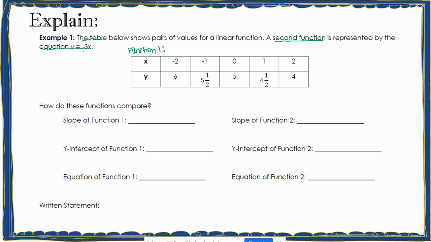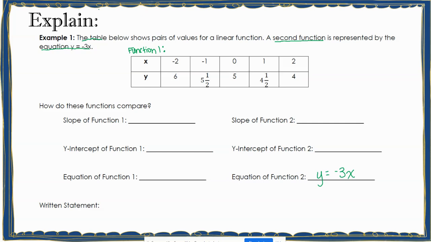Well, they actually already give us the equation for function 2, so I'm going to skip down and put y equals negative 3x as my equation for function 2. Now what I can do is start comparing the functions. But remember, I don't want to compare anything until I first have my equation for each. So in order to find the equation, we need to find the slope and the y-intercept of each of these.